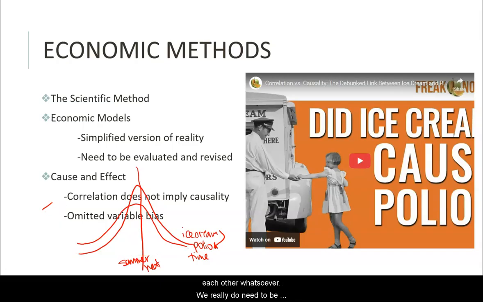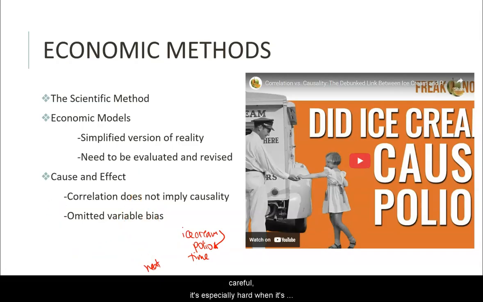So we really do need to be careful. It's especially hard when it's something we don't understand very well. At the time, it made sense to people: yeah, obviously ice cream causes polio. But now that we know more, that makes absolutely no sense, right? Those things are in no way related. So we just want to be careful. We want to think through our conclusions, and maybe challenge some of your own assumptions and ideas when it comes to stuff going on in the world, society.